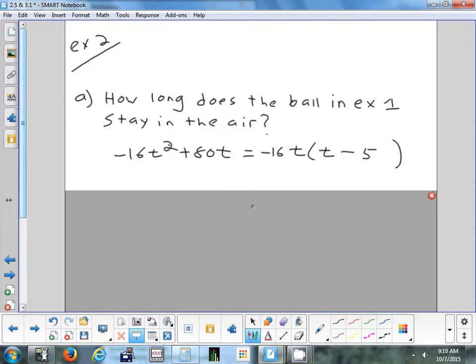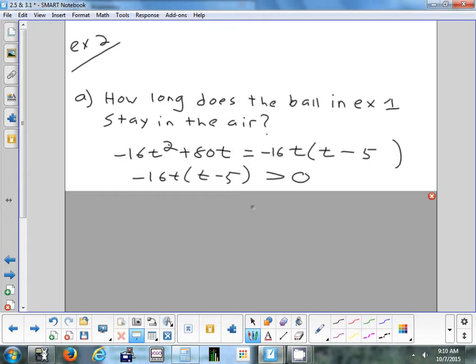So what does that really mean? How long is the ball in the air? Think about what that means in terms of the height. It's when the height is what? Yeah, it's when the height is above 0. All right, so we're going to look at when the height, negative 16t times t minus 5, that's our formula for the height, is above 0. Okay, if it's above 0, the ball's in the air.